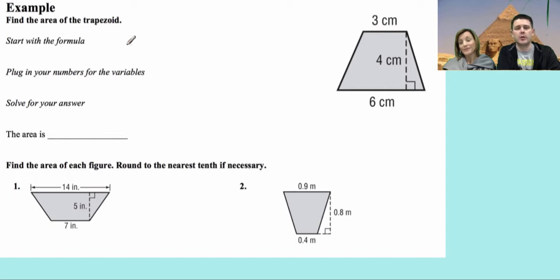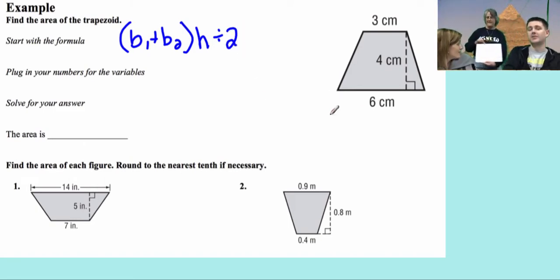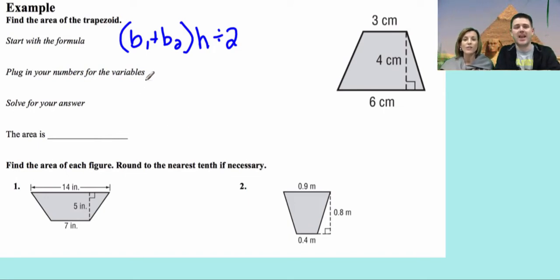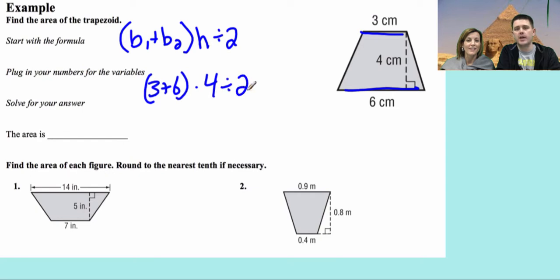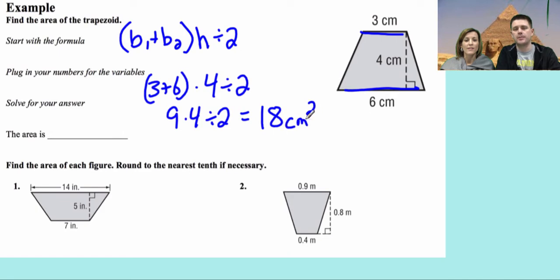So start with our formula. Our formula is base 1 plus base 2. So we're going to add the two bases together, the sides that are parallel. We're going to multiply times our height, and then we're going to come back and divide it by 2. You need 3 on the top, 6 on the bottom. So here's our two bases, 3 and 6. We're going to do 3 plus 6 in parentheses, then multiply times our height, which is 4, and then come back and divide by 2. 3 plus 6 is 9, times 4 is 36, divided by 2 gives us an area of 18 centimeters squared.